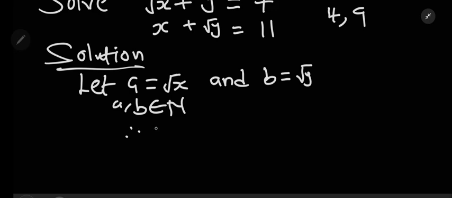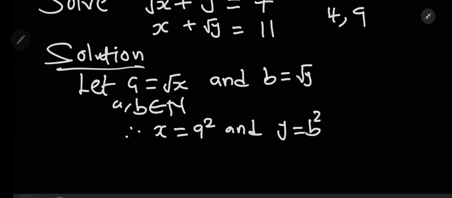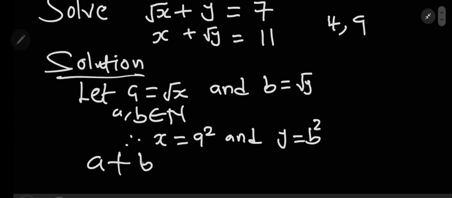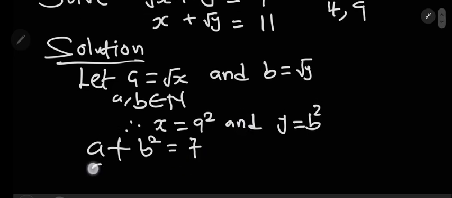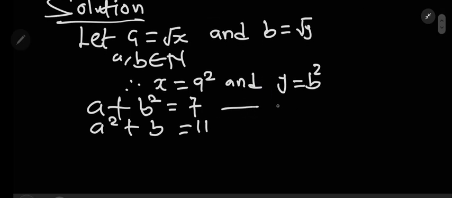By implication, we have x to be a squared and y will be b squared. So all we just have to do is in place of root x we put a, and y is b squared, and this is 7. And x, we have x to be a squared plus root y is b, is equals to 11. So let's call this equation 3 and this equation 4.